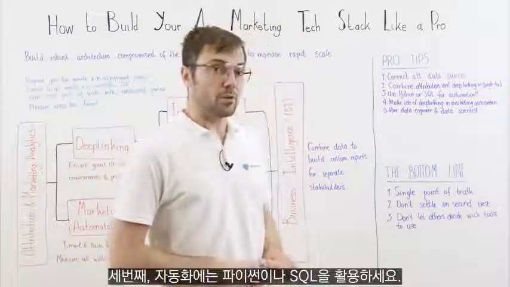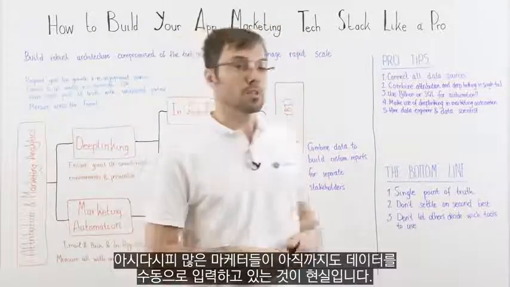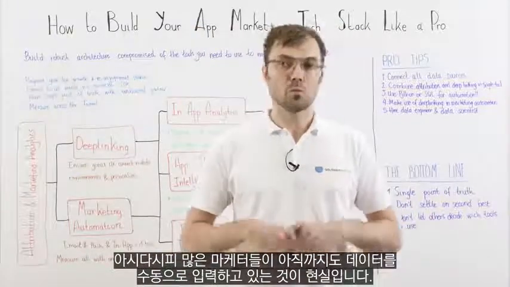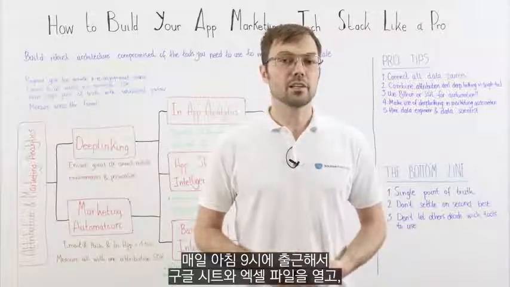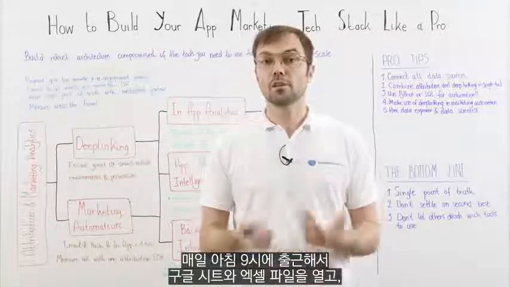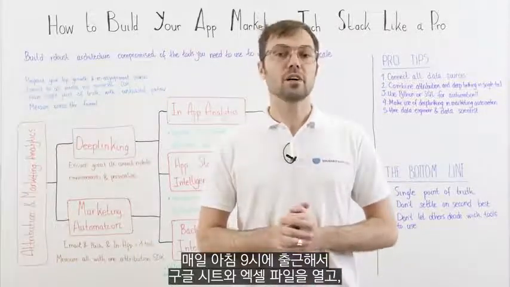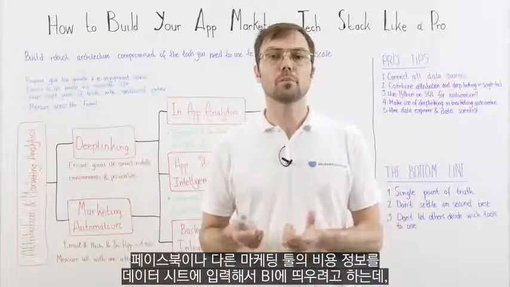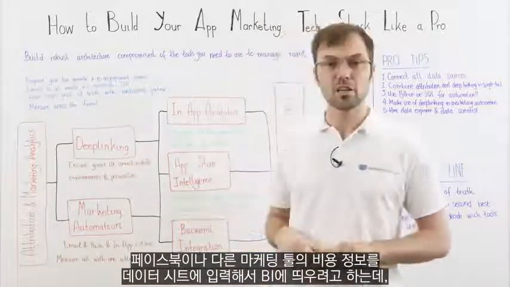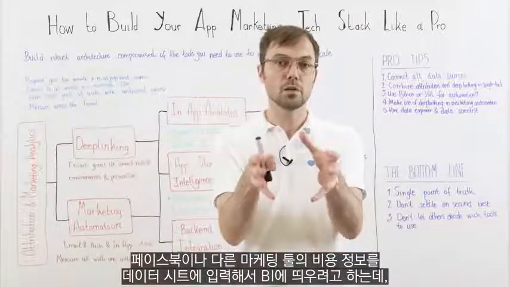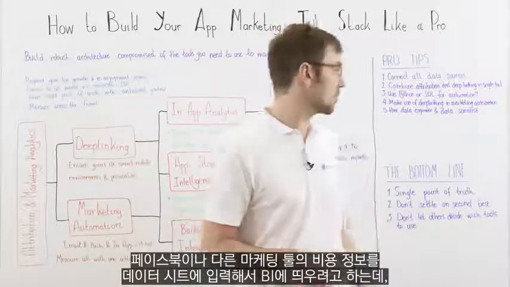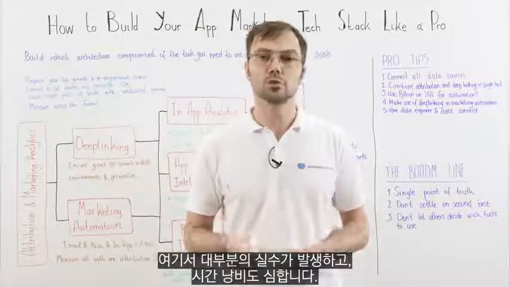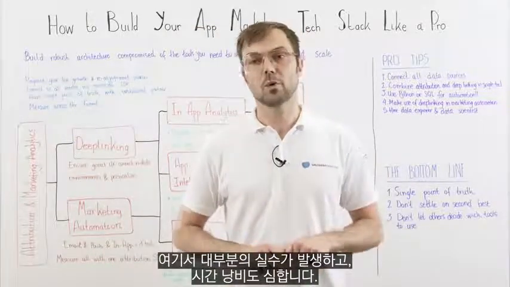Use Python or SQL for automation. That's maybe something not everyone is aware of. But when you as a marketer, for example, get into the office every day at 9 a.m. and you open your Google Sheets or your Excel file and start copy-pasting cost information from Facebook, you start copy-pasting information from your marketing automation tool into maybe one single data sheet to display it in the BI. This can be very frustrating. It is a source of human error and you probably waste just a lot of time.